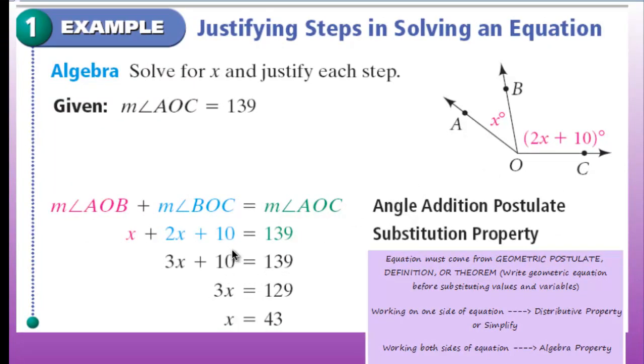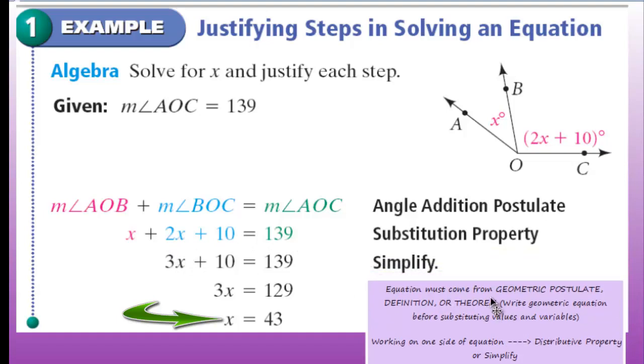Now we're going to do our algebraic properties. Now the first thing we do here is we add x and 2x. That is not the addition property even though we're adding, because we're not adding on both sides of the equation. We're only adding on this side, so that is simplifying. Okay, and it doesn't matter whether you're adding or subtracting. If you're only doing it on one side, it's simplifying.